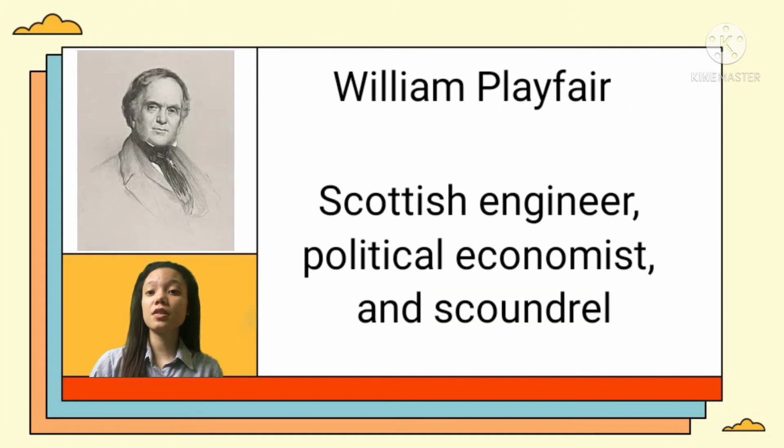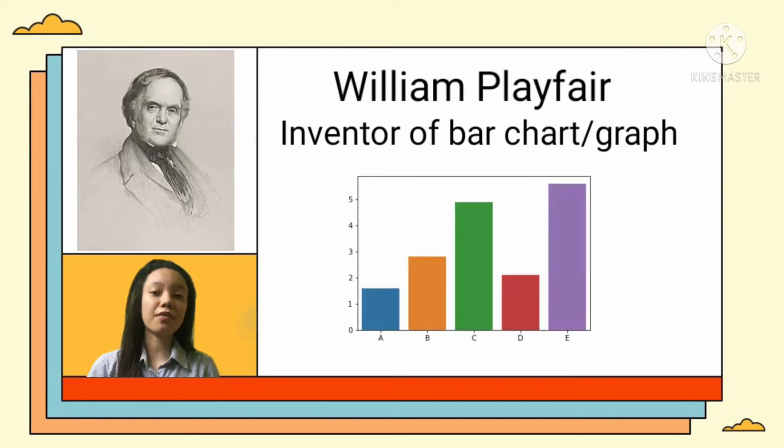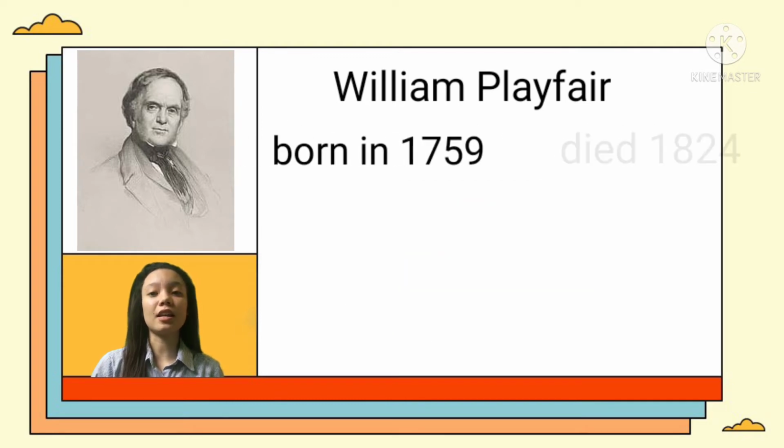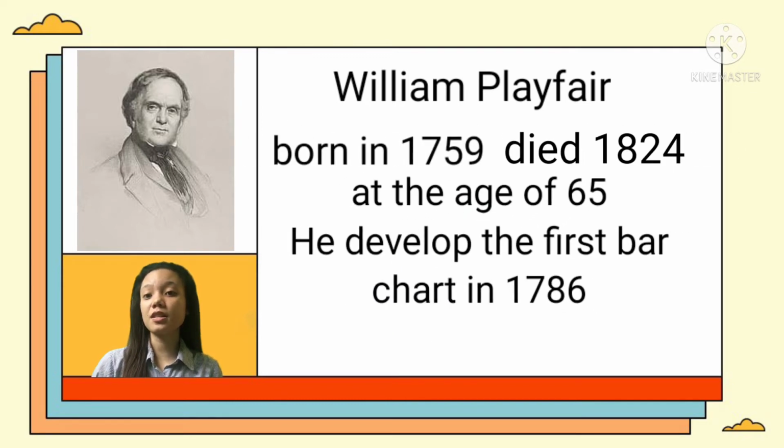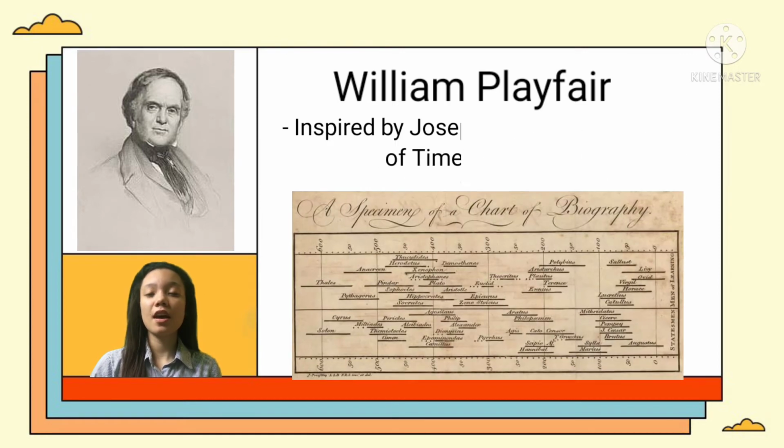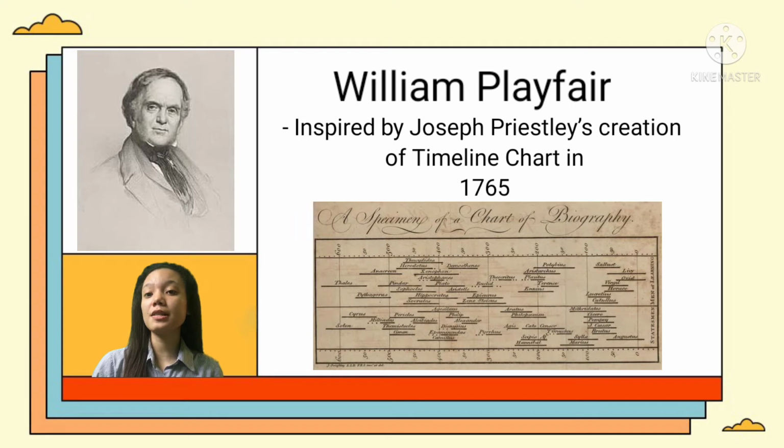William Playfair, the Scottish engineer, political economist, and scoundrel, is the inventor of the bar chart or graph. William Playfair was born in 1759 and died in 1824 at the age of 65 and developed the first bar chart in 1786. He was inspired by Joseph Priestley's creation of the timeline chart in 1765 as a way of visualizing and comparing information.